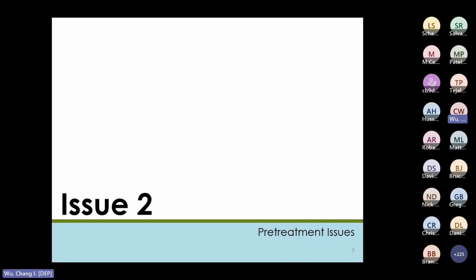Okay, next would be Lisa. Thanks, Changyi. Okay, so pre-treatment is essential for many of the BMPs, particularly now with GI requirements. So it's very important to review what is proposed on an application and then compare it to what is required. Next slide, please.